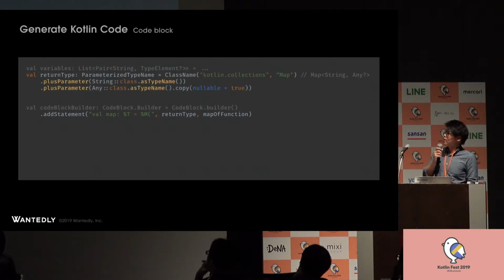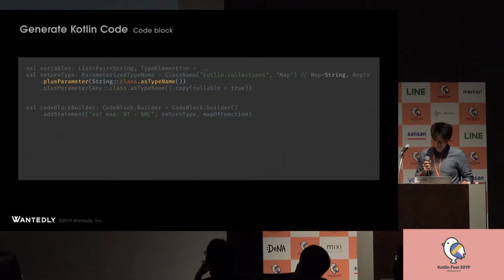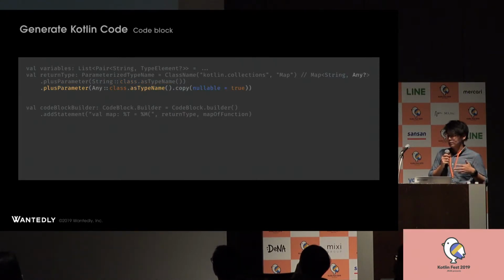To create a ParameterizedTypeName, we use the plusParameter function of a ClassName. ClassName is a very important class in KotlinPoet because it allows KotlinPoet to get the correct reference to a class type. The first plusParameter is for our String type, and the second plusParameter is for our Any type, and we are going to set it to nullable.